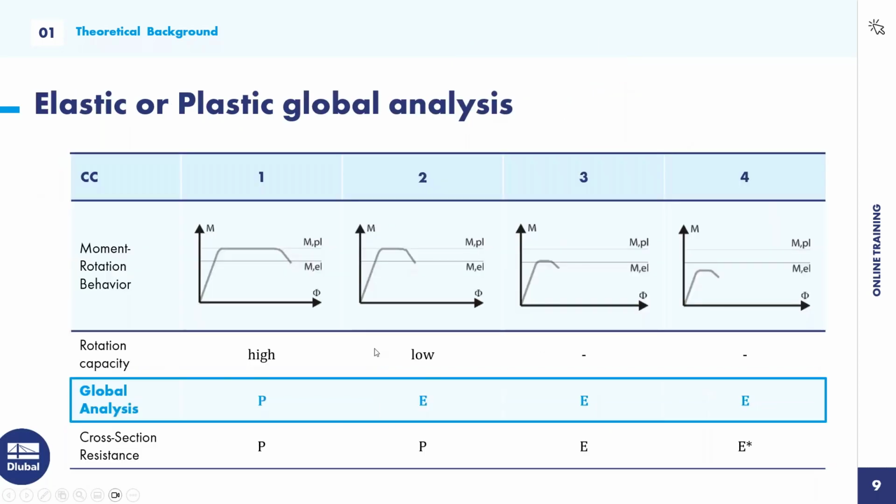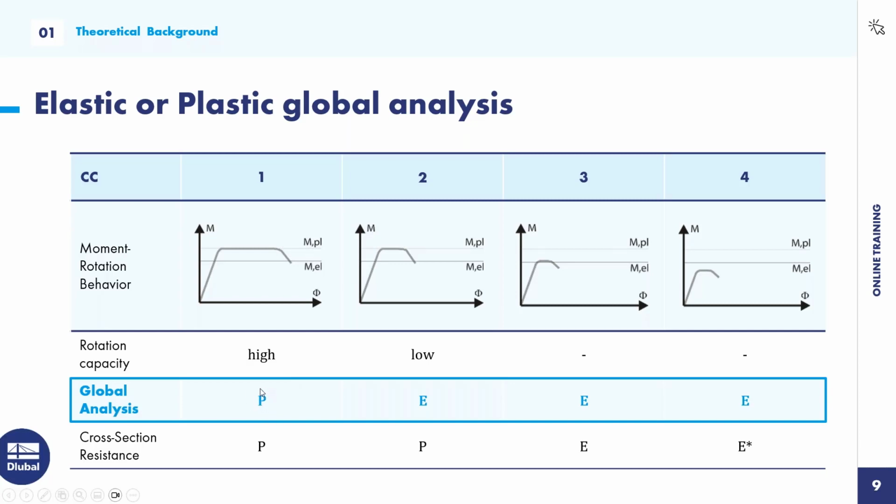Okay, then that's quite important. I will also ask you a question later in the poll. Elastic or plastic global analysis. Whether an elastic or plastic calculation is possible always depends on the cross-section. There are 4 cross-section classes. Let me introduce them. Cross-section class 1 has a high rotation capacity. This allows a plastic structural calculation.